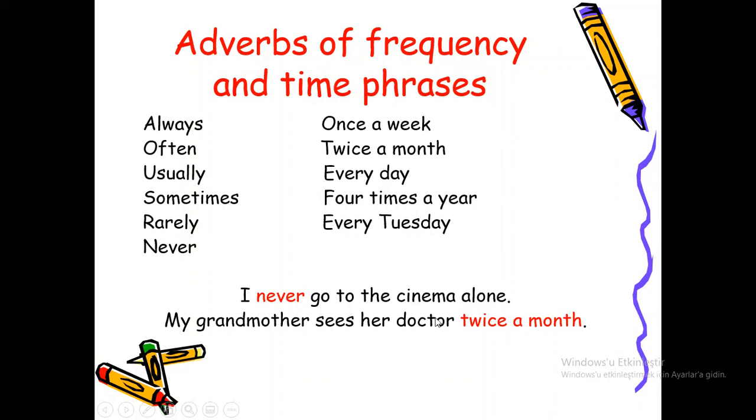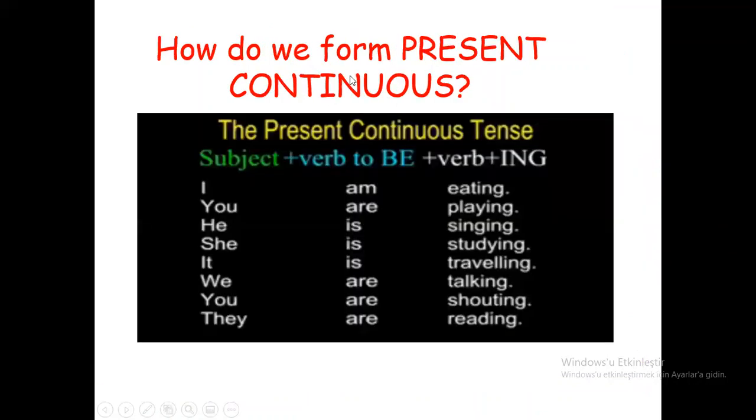I never go to the cinema alone. My grandmother sees her doctor twice a month. Those things show us that we need to use present simple tense in the sentence. And how do we form present continuous this time? The present continuous tense.